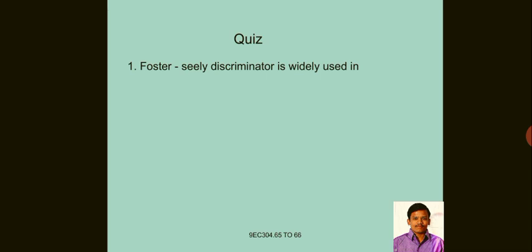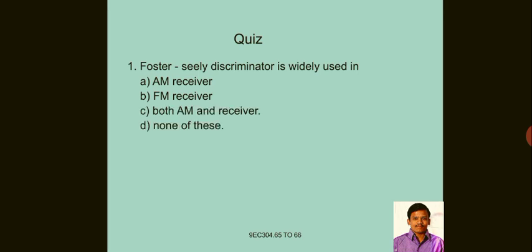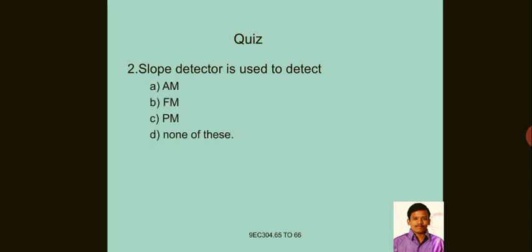The first question: the Foster-Seeley discriminator is used in AM receiver, FM receiver, both AM and FM receiver, or none of the above. The only relevant option is B, that is FM, not AM. Next, slope detector is used to detect AM, FM, PM, or none of these. This is also one of the methods in FM demodulation. Therefore option B.